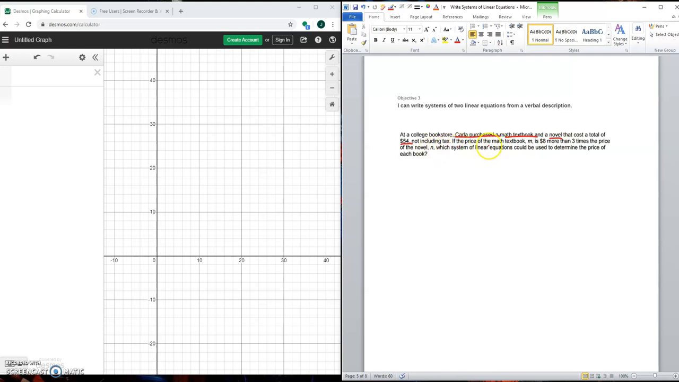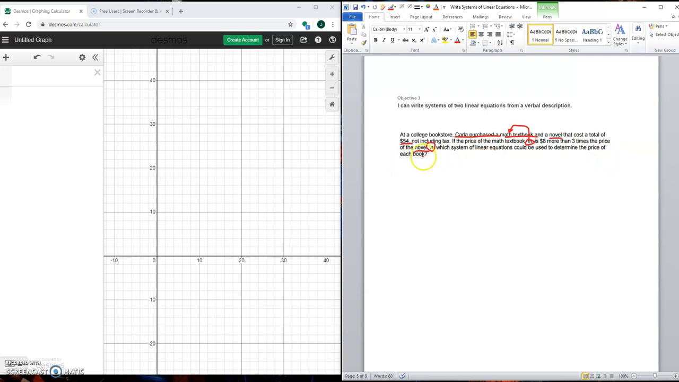If the price of the math textbook M, okay, I want you to circle M, and first of all, we need to match this with the math textbook, because that's your M is for math textbook. If the price of the math textbook M is $8 more than 3 times the price of the novel, which system of linear equations could be used to determine the price of each book?